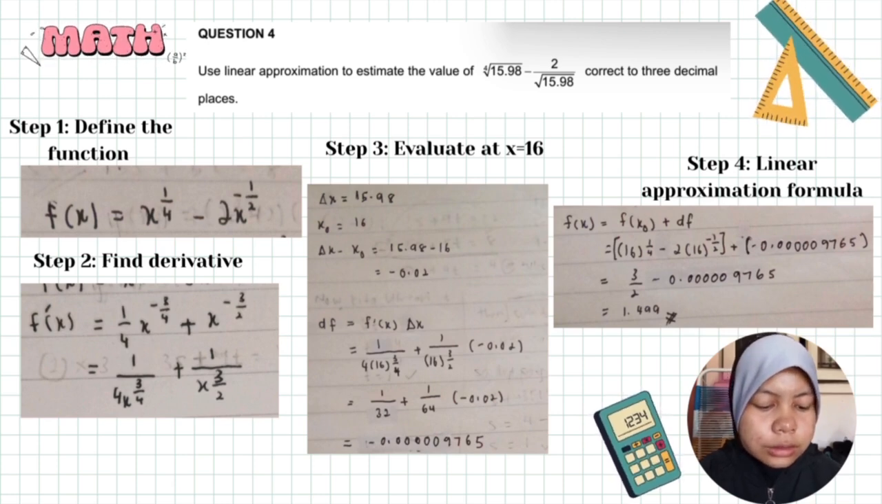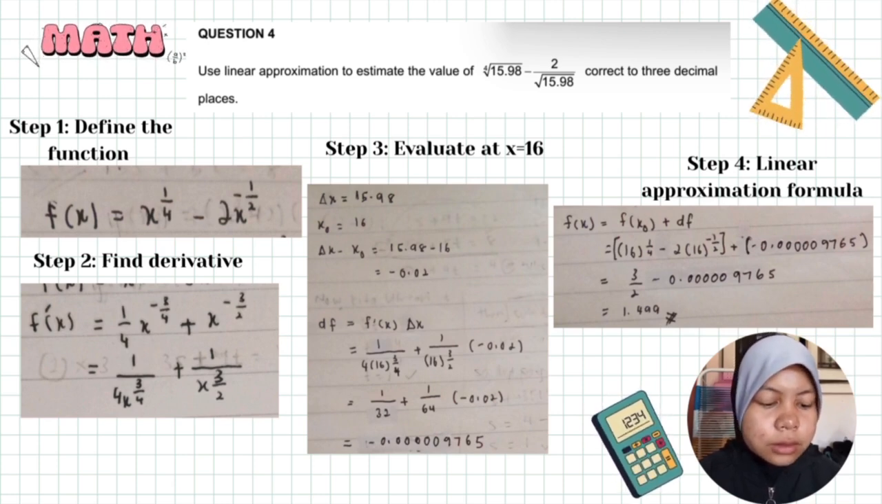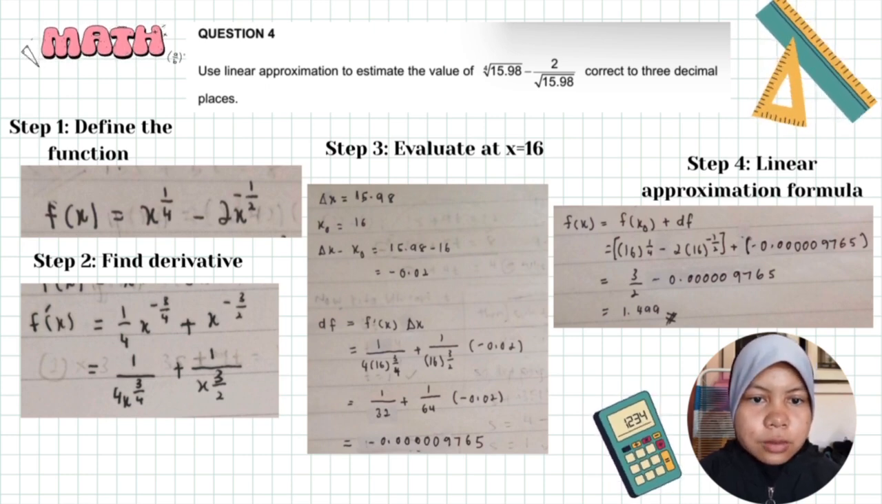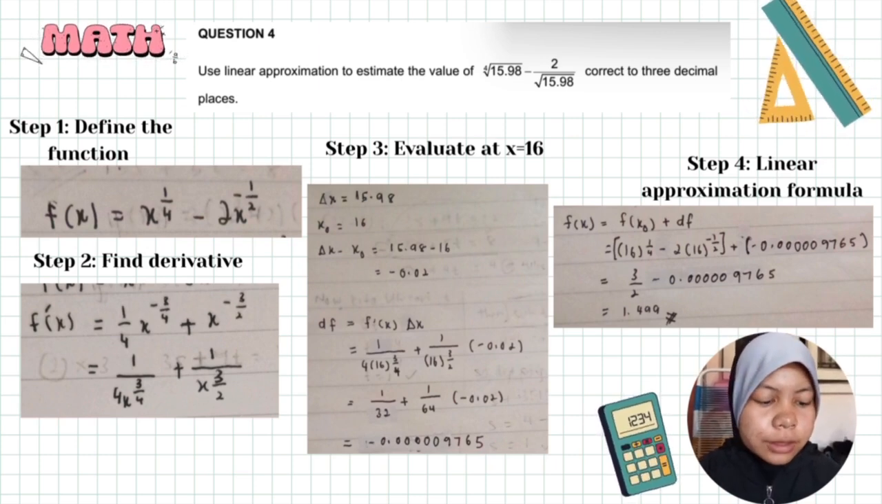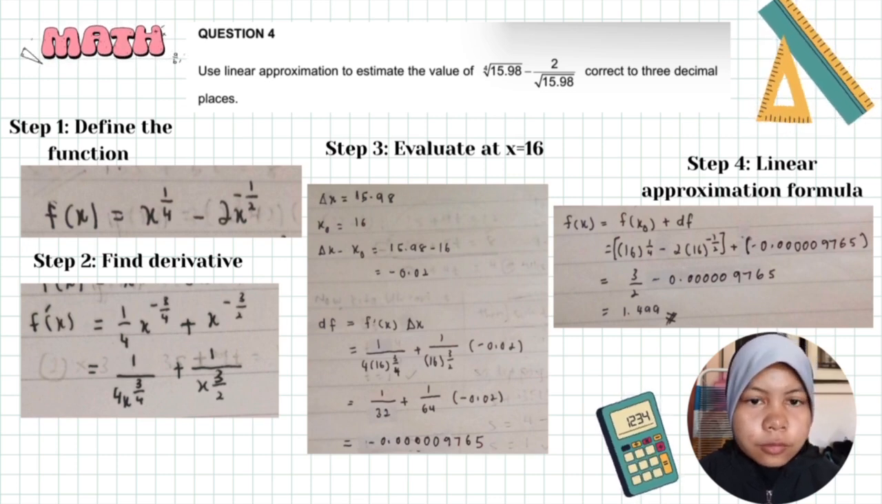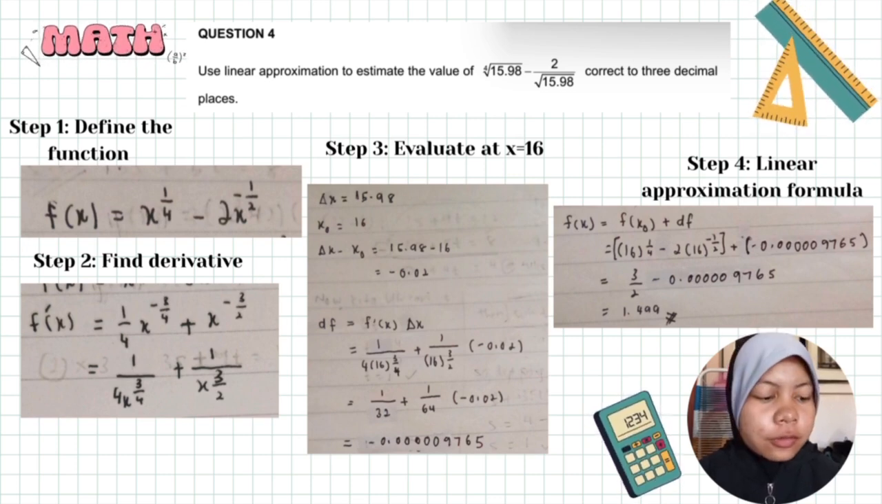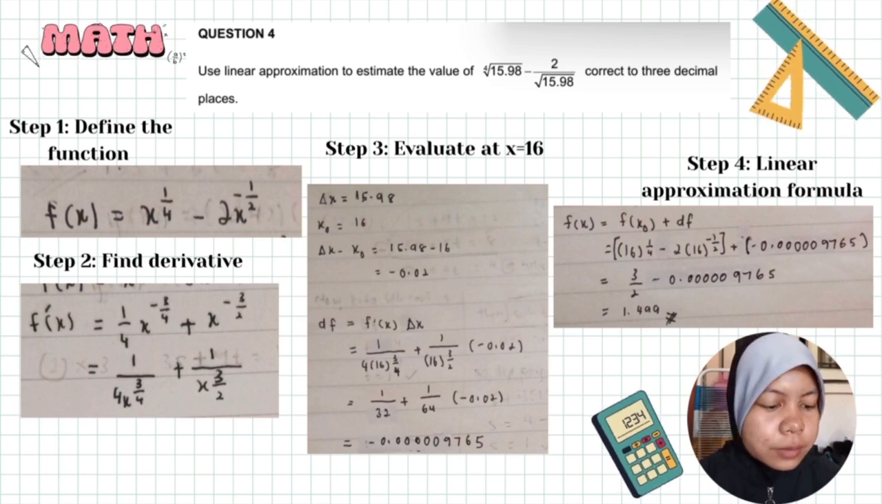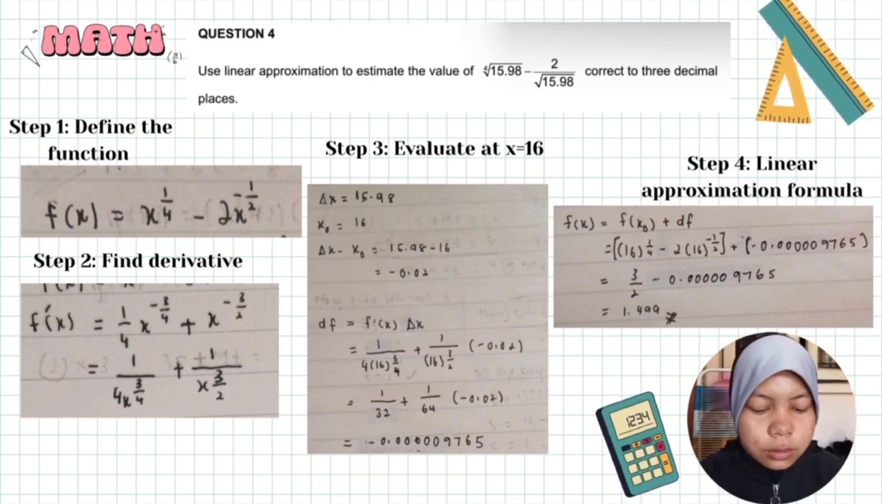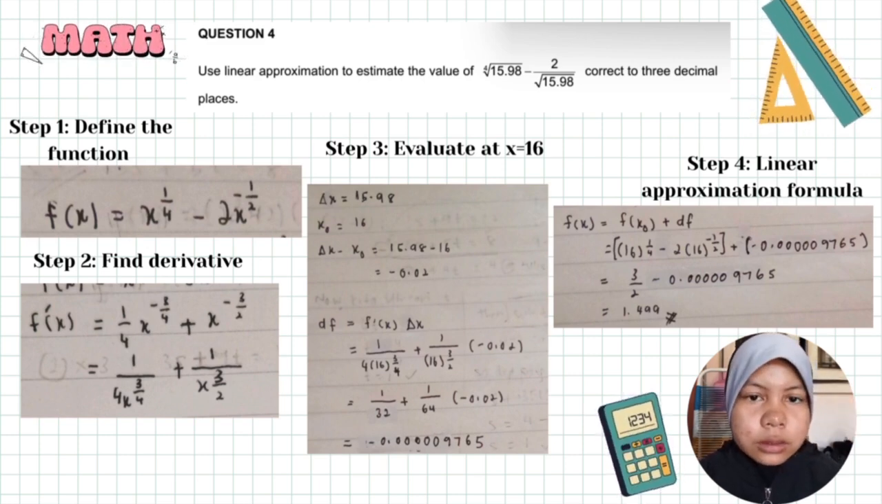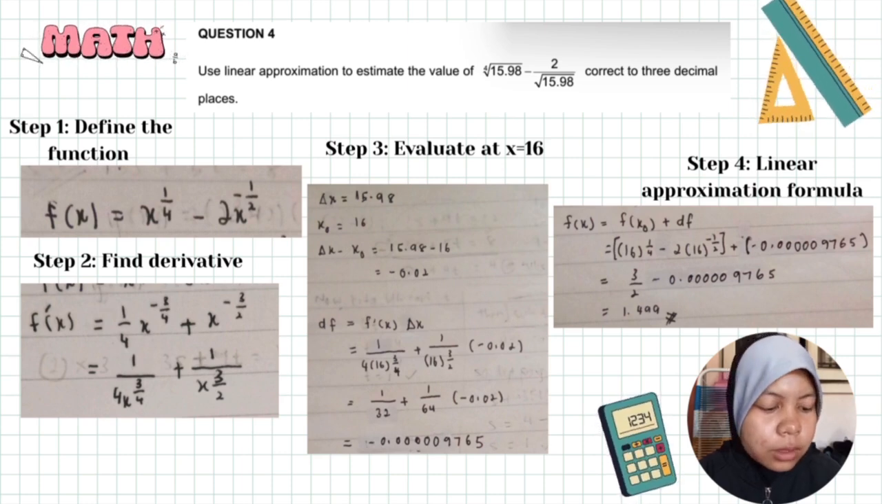We are still at step 3, and after that we differentiate using the formula given in the book. The differential df equals f prime x multiplied by the given value minus the chosen value. As we see here, we already got f prime x, which is 1 over 4 x to the power of 3 over 4 plus 1 over x to the power of 3 over 2. So we substitute that into this differential formula.